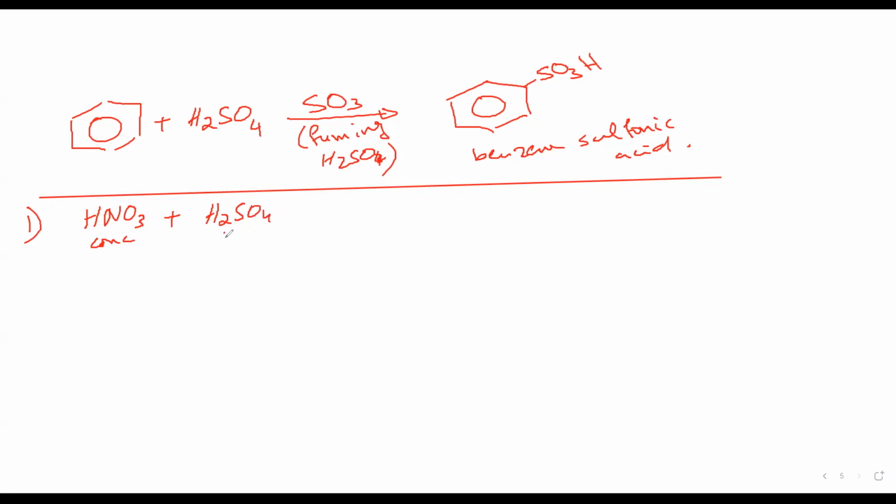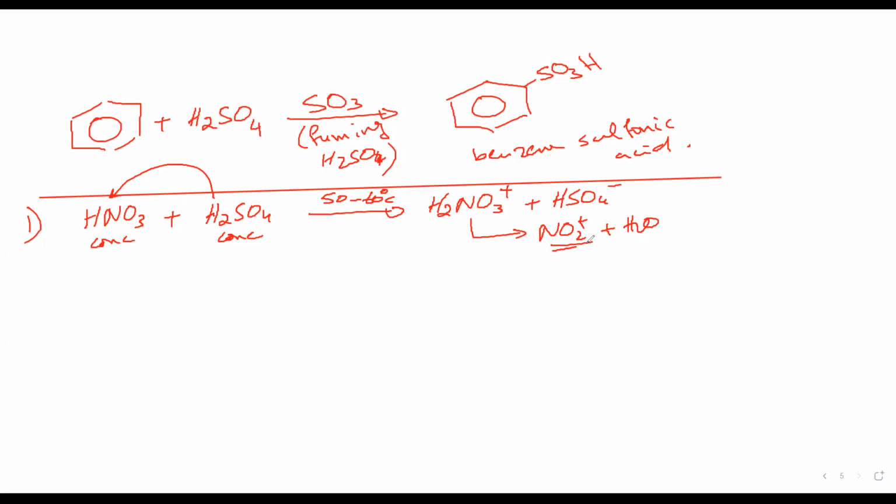And here, since both of them are acids, but sulfuric acid is a stronger acid than nitric acid, a proton goes from the sulfuric acid to the nitric acid, and it forms H2NO3 positive plus HSO4 minus. And then the H2NO3 positive gives NO2 positive plus water. And this is the electrophile that is going to react with the benzene.